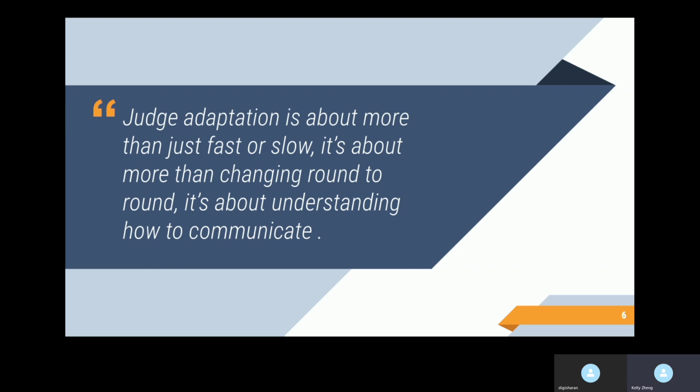So the overall theme for this section, and a lot of the lecture, will be that judge adaptation is about more than just going fast or slow. It's about more than changing round to round. It's about understanding how to communicate, because in each round you're trying to effectively communicate to the judge why they should vote for you. And this happens in each round, regardless of whether you're debating in front of a lay, flay, or flow judge.